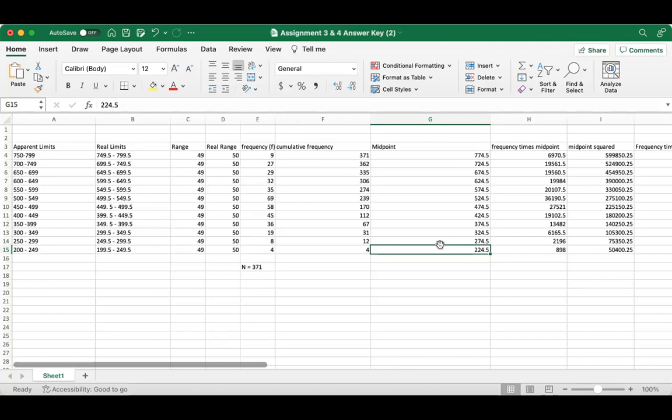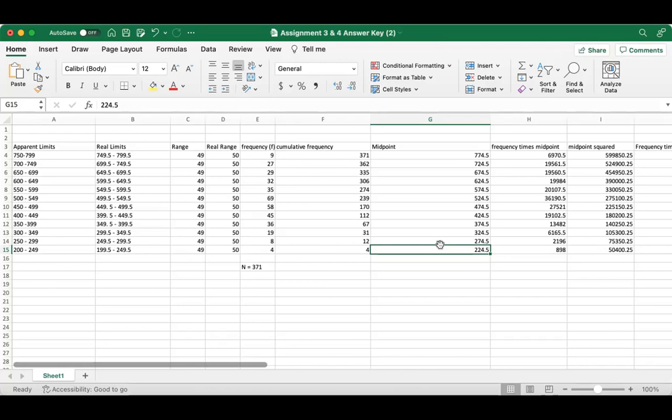So our next one is frequency times midpoint. Does everybody have those before we do the next thing? Wait, no. Frequency times midpoint. So now you do 9 times 774.5. Or if you want to be fancy, you can say equals E2 times G2. Frequency times midpoint. 6. Yep, that's right.